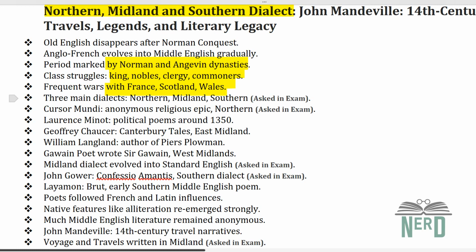Pause here because this is an exam anchor. The three main dialects of Middle English were Northern, based on Northumbrian, Midland, based on Mercian, and Southern, based on Kentish and other southern varieties. These varieties were asked in exam. Each gave rise to distinctive writers and texts.